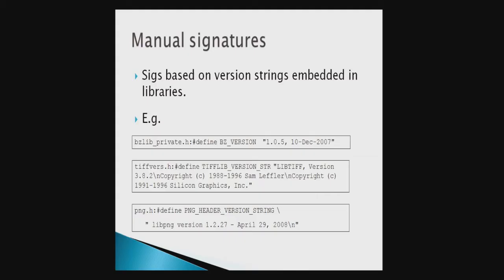So the zlib signature that was created was effectively based on a version string. If you want to create a manual signature for a library so that you can scan a binary to see if that library is embedded, you can look at the version strings in the source code. So I've got three version strings that can be used as signatures from the BZIP2 library, which is a compression library, libtiff, which is an image processing library, and libpng, which is another image processing library. And if you just take a package's source code, you can just grep it for version, without regard to case. And you can find a version string that you can probably use to create your own manual signature and then scan packages and binaries for that.